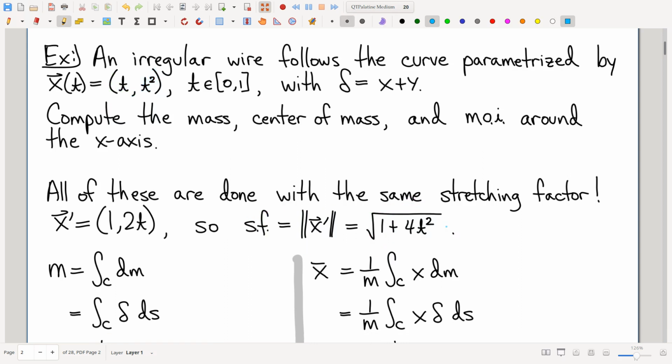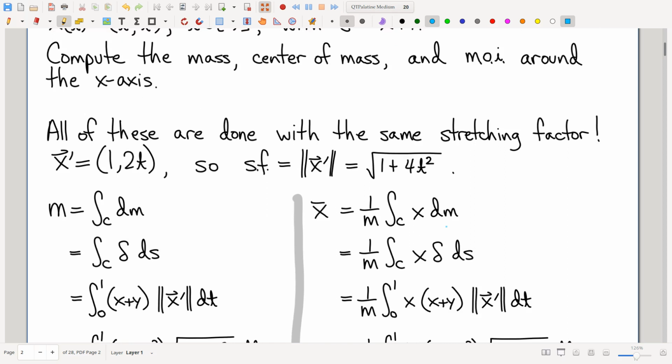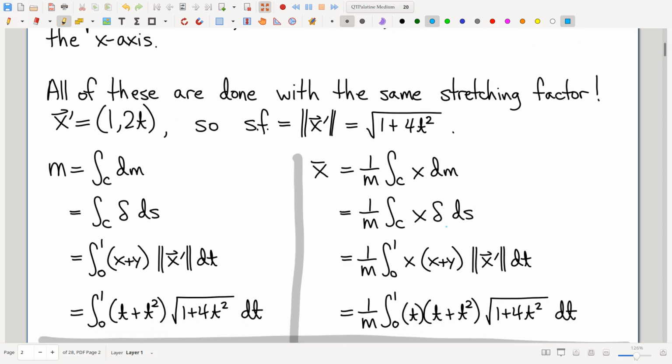I can kind of do them all in parallel. Let me just point through the details for a couple of these. Starting with, how do I write down mass? Well, mass, the whole is the sum of the parts. Mass is density times size. So I get this integral.